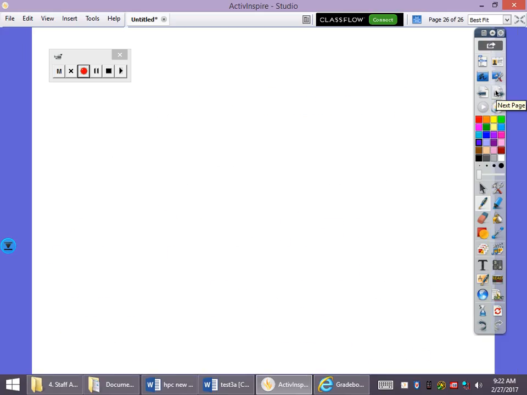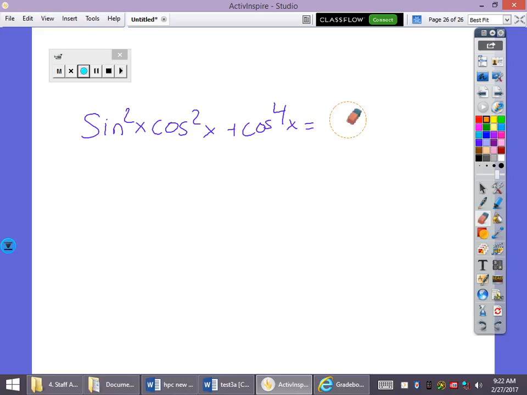They need me to prove. Okay, so I have sine squared x cosine squared x plus cosine to the 4th x equals, sorry, equals cosine squared x. Okay, which is the more complicated side that I can do more things with? The left-hand side. Okay. What do you notice?